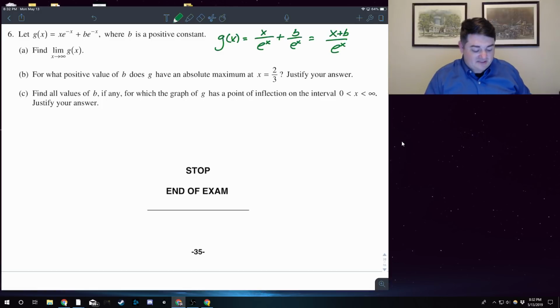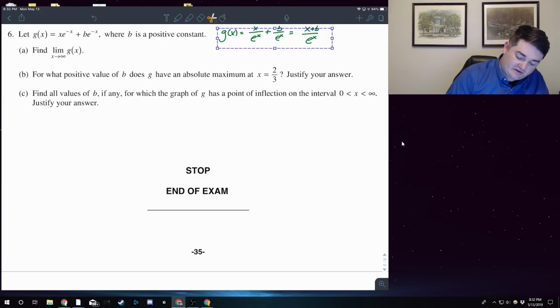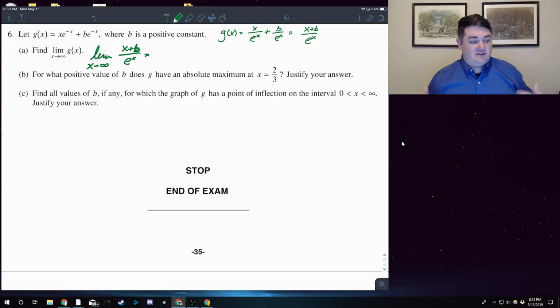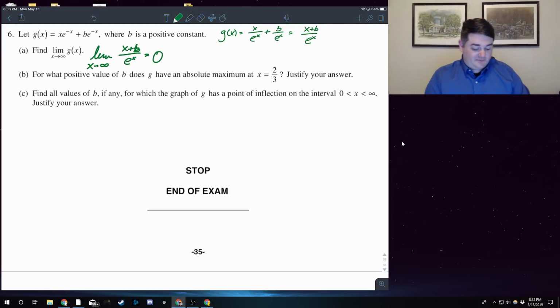All right. So A says find the limit as x goes to infinity of g of x. So I've got, let's write this guy down here, the limit as x goes to infinity of x plus b over e to the x. If you're in my class, you're thinking Bobobotno ESDC. If you have a different teacher, you're thinking relative growth rates. The idea is the same. The denominator, e to the x, grows faster than the numerator, which is linear. So the value of this limit is 0.